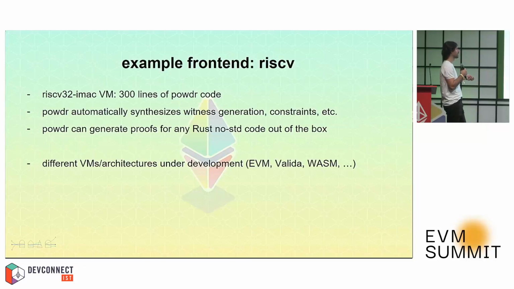And we're currently working on different VMs, different instruction sets. For example, EVM, Valida, and WASM at the moment. The advantage of working on RISC-V is that, for example, it's very similar. There's a lot of similar instructions and the ways things work with Valida, WASM, a lot of optimizations can be done on all of them at the same time. So it's actually even easier to build more VMs once one of them is written.